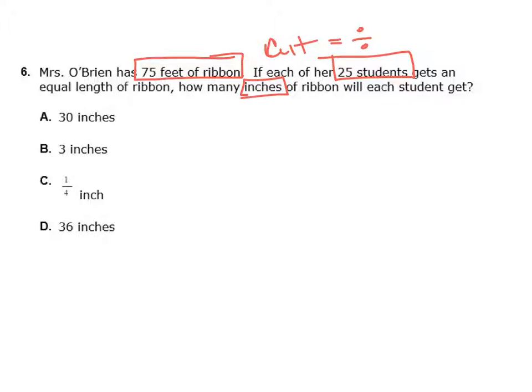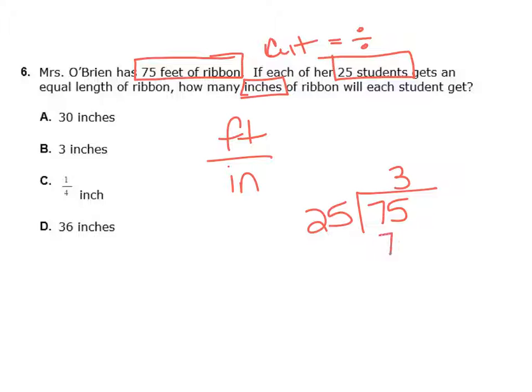So then it's asking how many inches. Now it's given in feet. We need to convert it to inches. So we could convert first and then figure it out, or we could divide first and then convert. I'm going to do division first because I don't want to deal with those big numbers. So 75 divided by 25, that's going to be 3. So that means each student gets 3 feet.